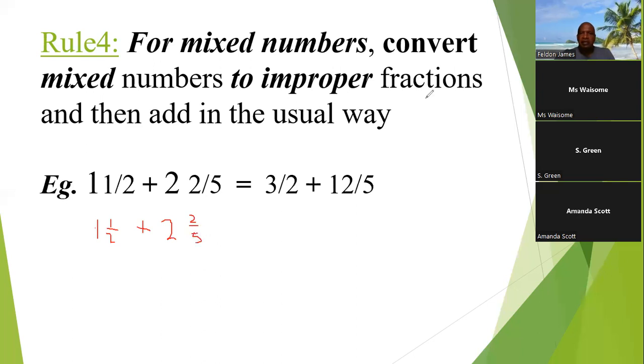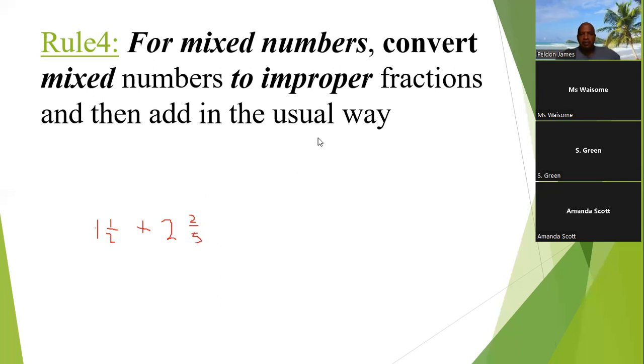All right, so basically, these are what we are working with. Now, if we are following this rule, it says that you have to convert the mixed number into improper fractions and then add in the usual way. So if we convert these into improper fractions, what would we get for the first one?